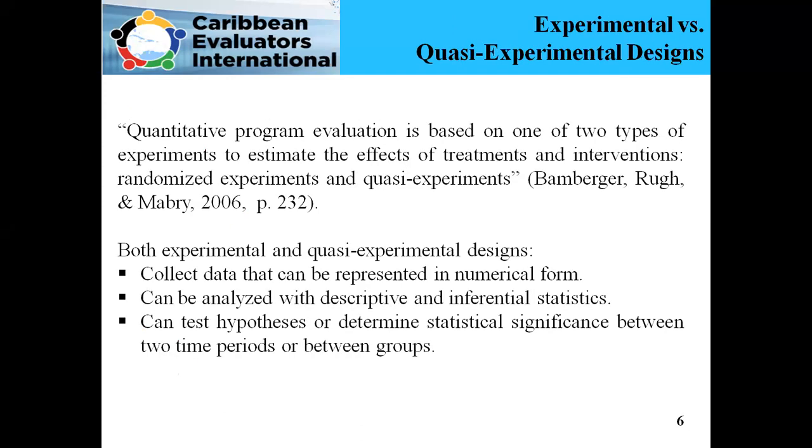According to Bramberg and colleagues, most quantitative program evaluation is based on one of 2 types of experiments to estimate the effects of treatments and interventions. We have randomized experiments and quasi-experiments. Both designs collect data that can be represented in numerical form, can be analyzed with descriptive and inferential statistics, and can test hypotheses or determine statistical significance between 2 time periods or between groups.